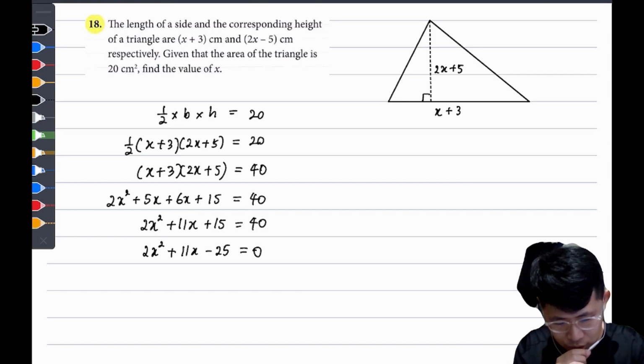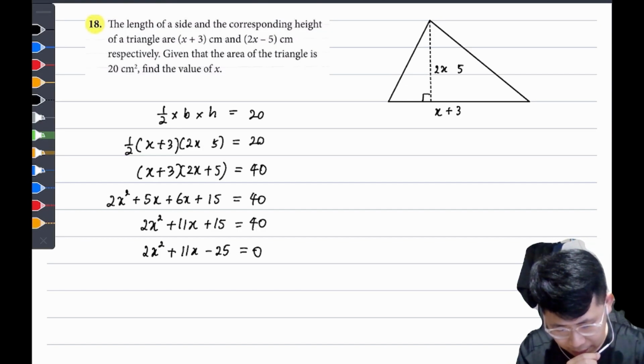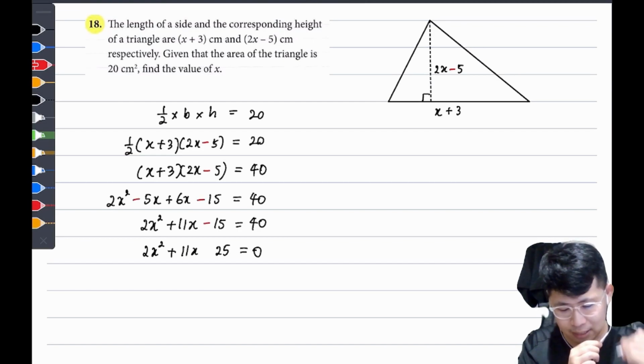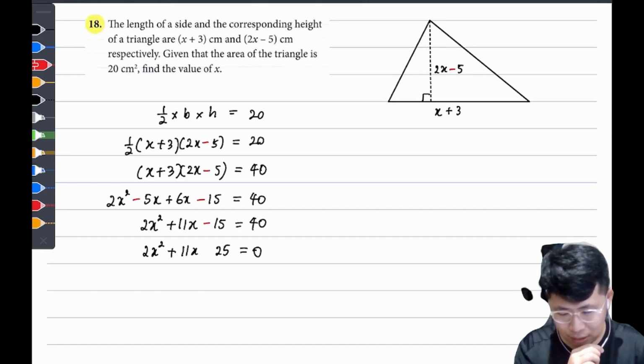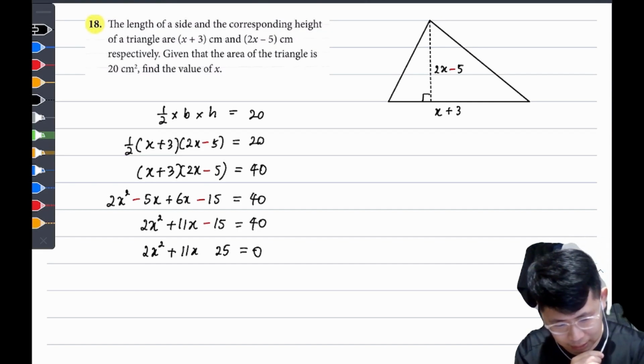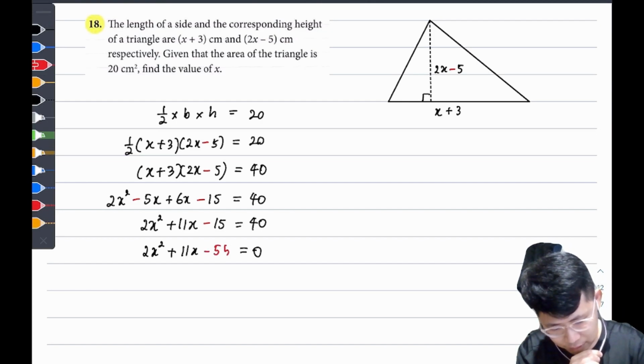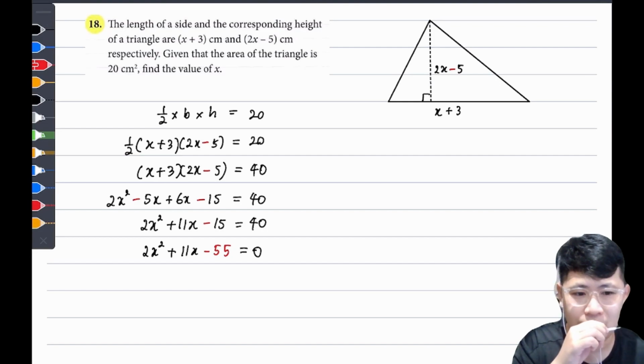Okay, apologies. I have made an error, and the error affects quite a lot. So this is 2x minus 5, 2x minus 5, 2x minus 5. So it'll be minus, minus, minus, and minus over here. Yes. Okay. So the final one, this would be minus 55. Okay, so minus 55 over here.